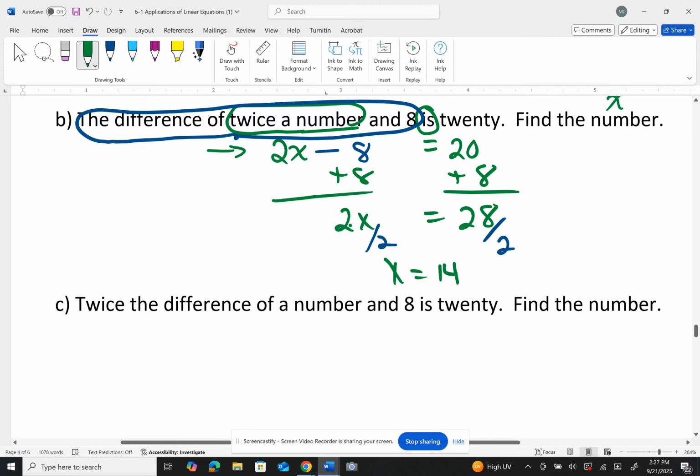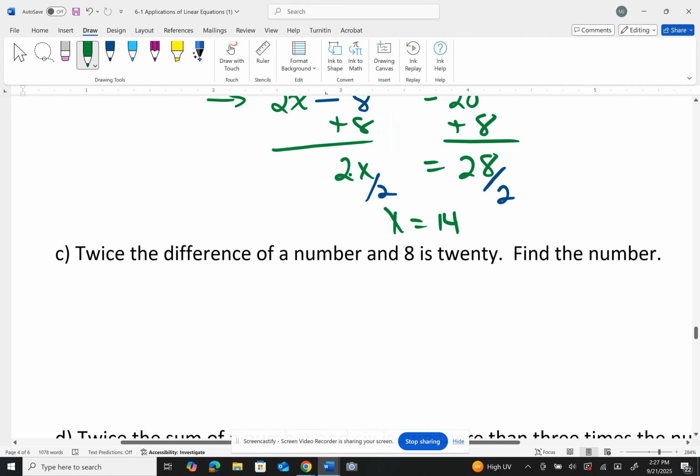All right, let's try this one. Sounds like the same thing. Twice the difference of a number and 8 is 20. Find the number. So let's say it says use n for the number. Okay, what letter they tell you to use doesn't matter. All right, then read what it is you're trying to translate and look for where the equal sign would be located. So this one also just has 20 on the right-hand side.